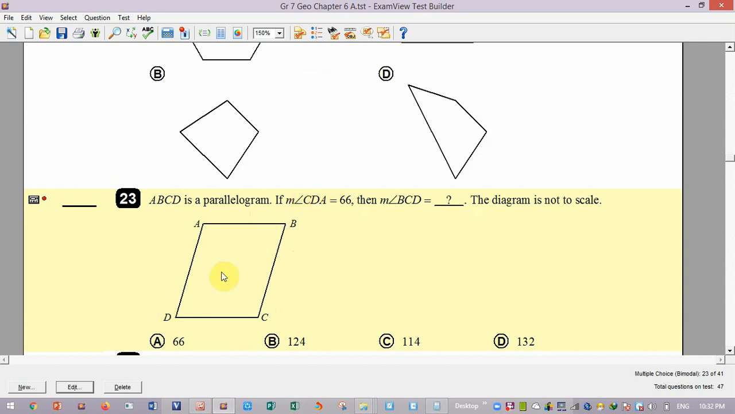Now, CDA, see, CDA, this angle is 66 degrees. What about BCD? BCD, this angle and this angle, opposite? Will it be congruent? No, just consecutive, means after each other. Then their sum is 180. Then angle C is 180 minus 66. Then letter C, 114.